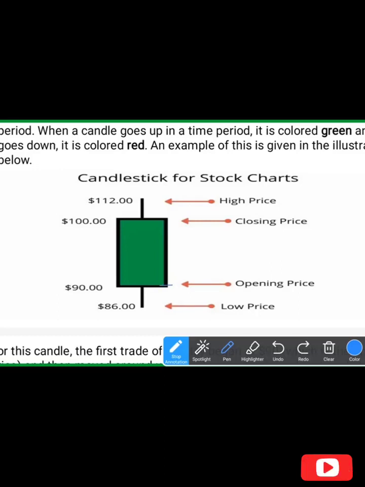Now we have the opening price here. A candle represents the activities of traders, the price of an asset at that particular point in time. The lowest price or the highest price that asset got to. That's what a candle represents: the highest point the price got to and the lowest point the price bottomed.